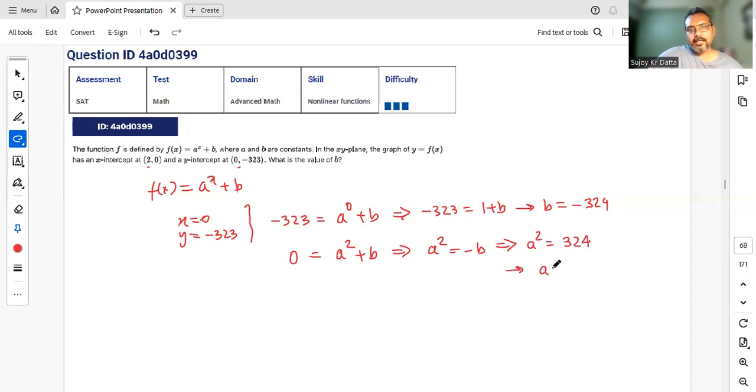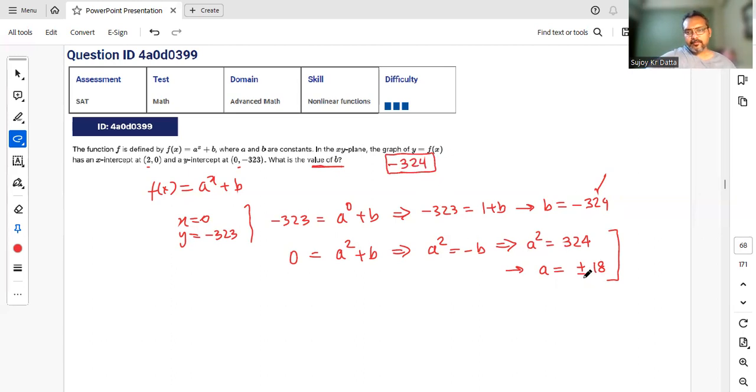So a would be plus or minus 18, because 18 squared is 324. But they have not asked for a. This was just in case you have that as a question. They only asked what is the value of b. You already have that, so that's negative 324 as your answer.